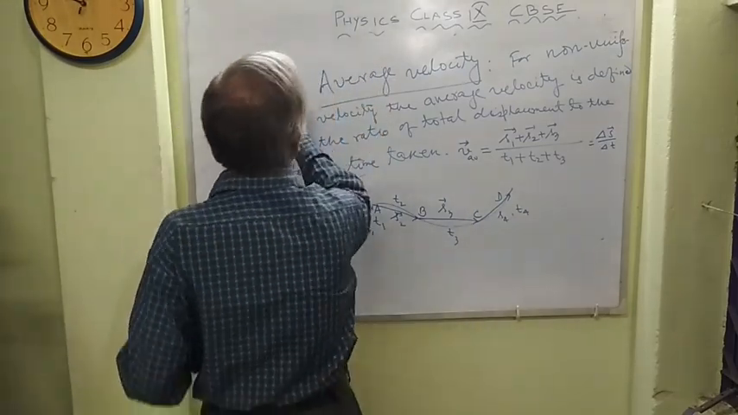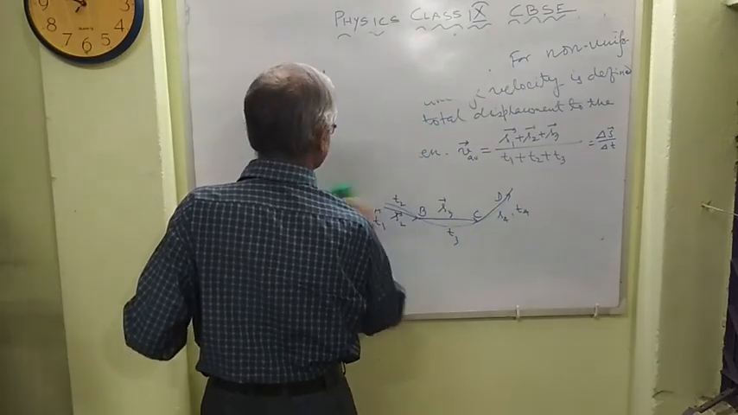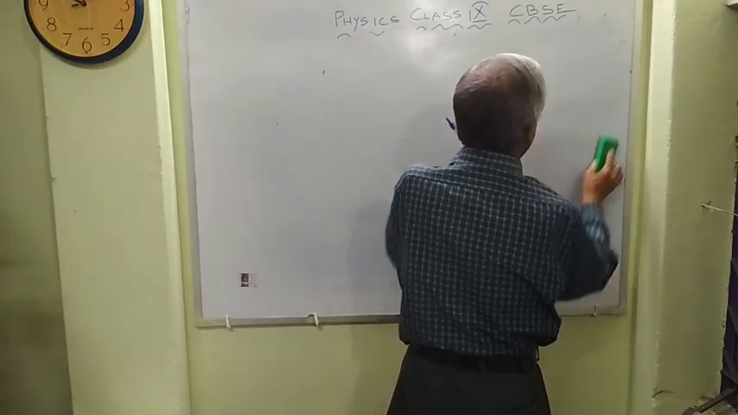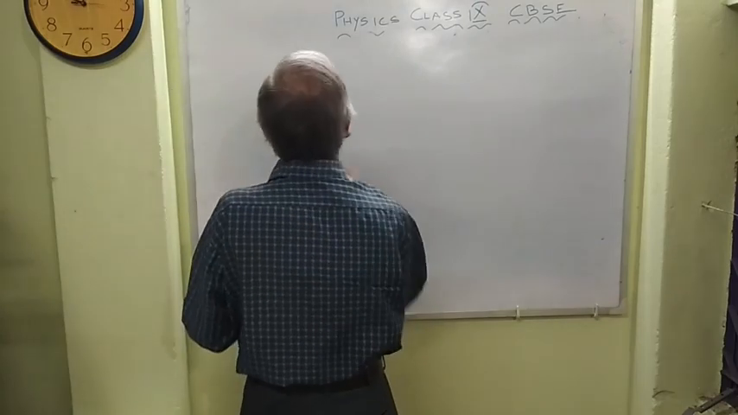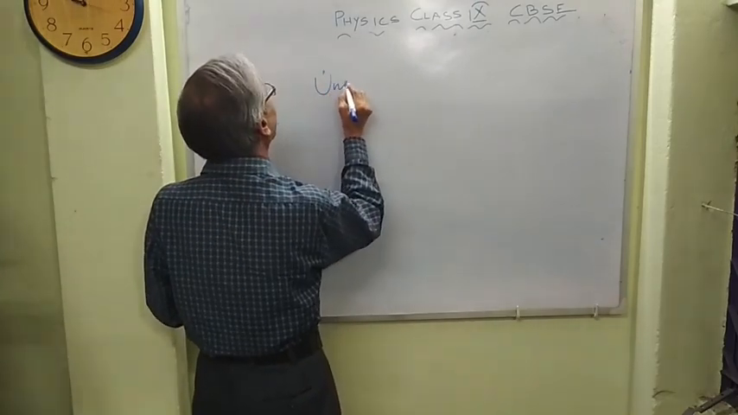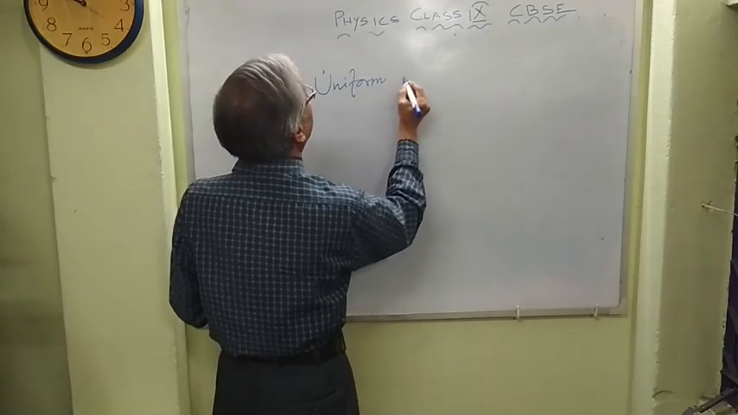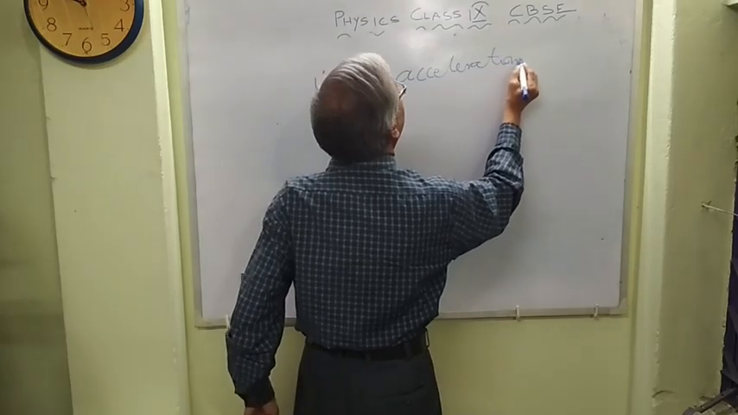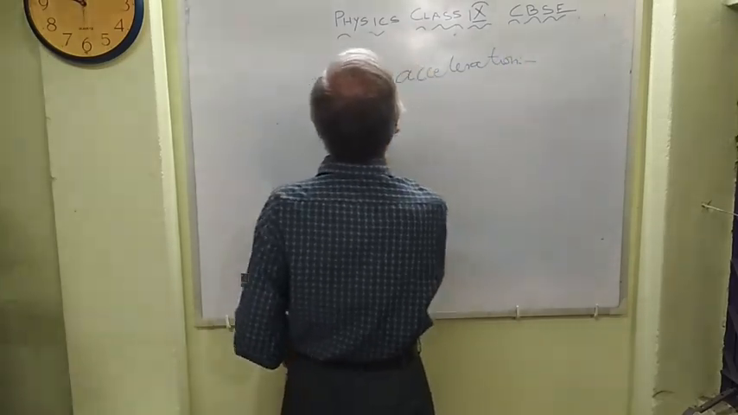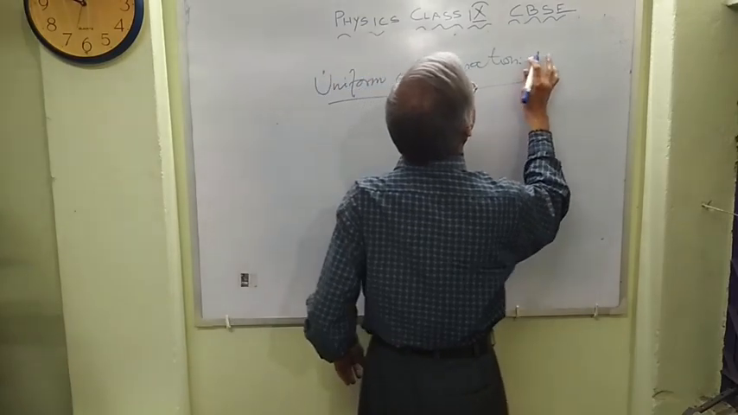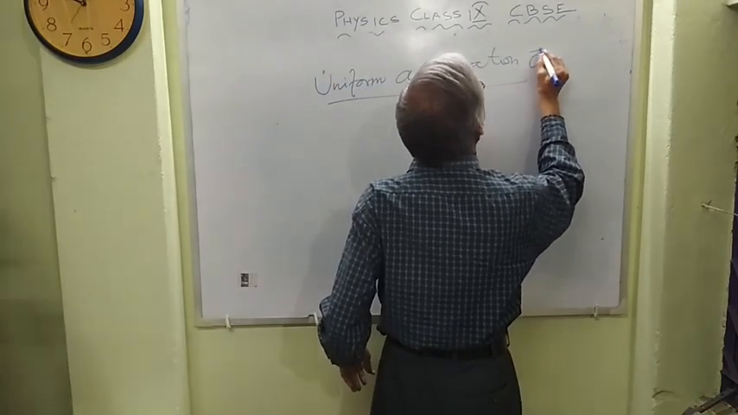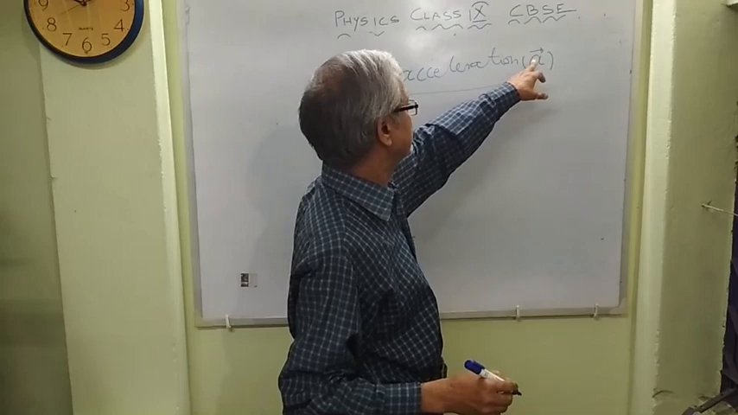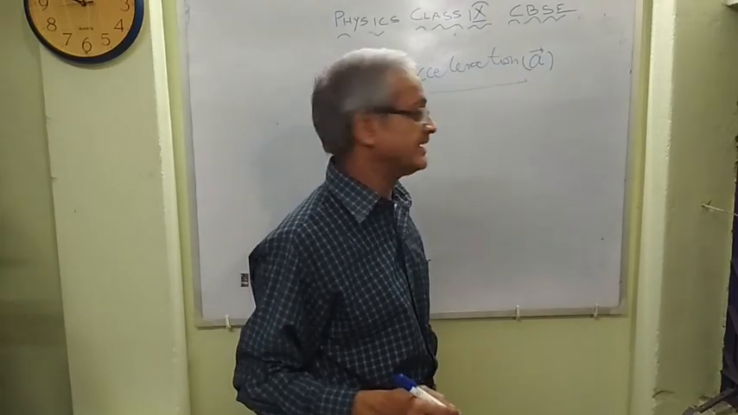Uniform acceleration. Here we have the definition as follows. Uniform acceleration is denoted by A. It is a vector quantity, hence we write an arrowhead above the letter A.